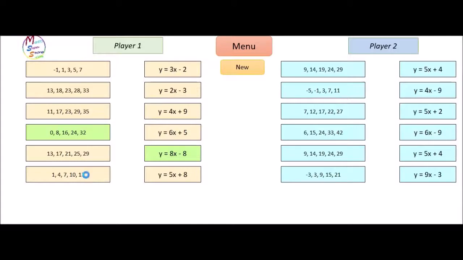If you select the wrong one, I accidentally selected the right one now. If you select the wrong one, it will eliminate the one you've highlighted, but you can highlight it again, 4x plus 9. Now, both sides of the board work independently of each other, so player 2 can be working at the same time as player 1.